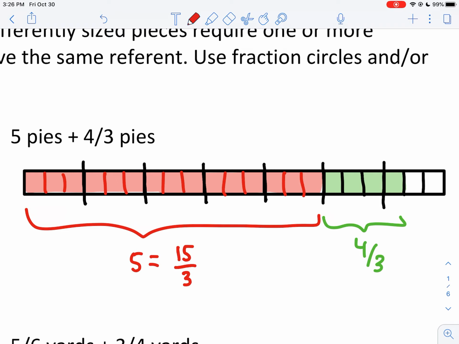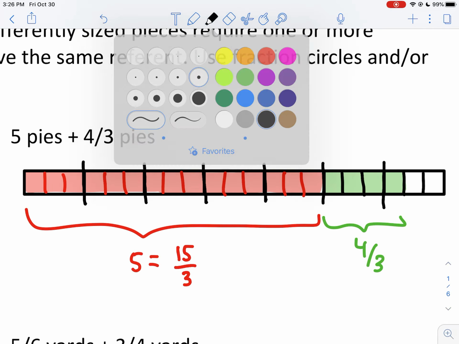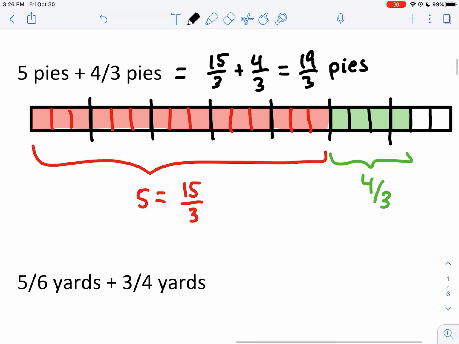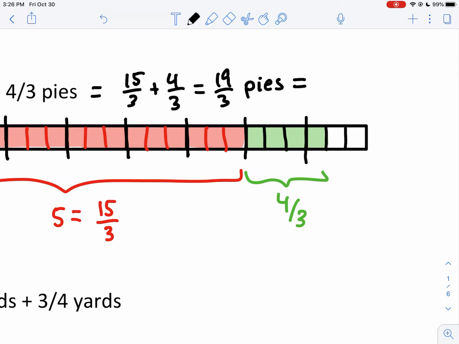So I can add 15 thirds and 4/3. Oops, wrong marker. So we have 15 thirds pies, I'll just leave pies off till the end, plus 4/3 pies, that gives me 19 thirds pies. Of course, from this, you can see that another acceptable answer will be 1 whole pie, 2, 3, 4, 5, 6 whole pies with an extra third. So you could convert this to a mixed number as well and say that this is the same thing as saying that you have 6 1/3 pies.